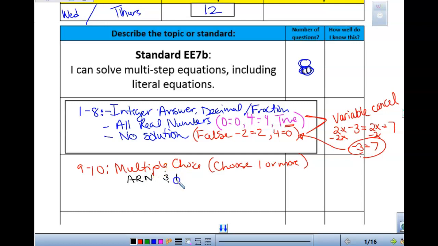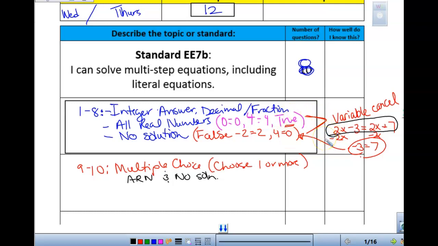and no solution. So what I'm going to do is I'm going to give you an equation, kind of like this one right here. And I'm going to give you 3 different equations that kind of look like this. And I'm going to say, of these 3, if you were going to solve them, which ones would give you all real numbers? Well, this one definitely would not. So I would not want to choose this one, right?